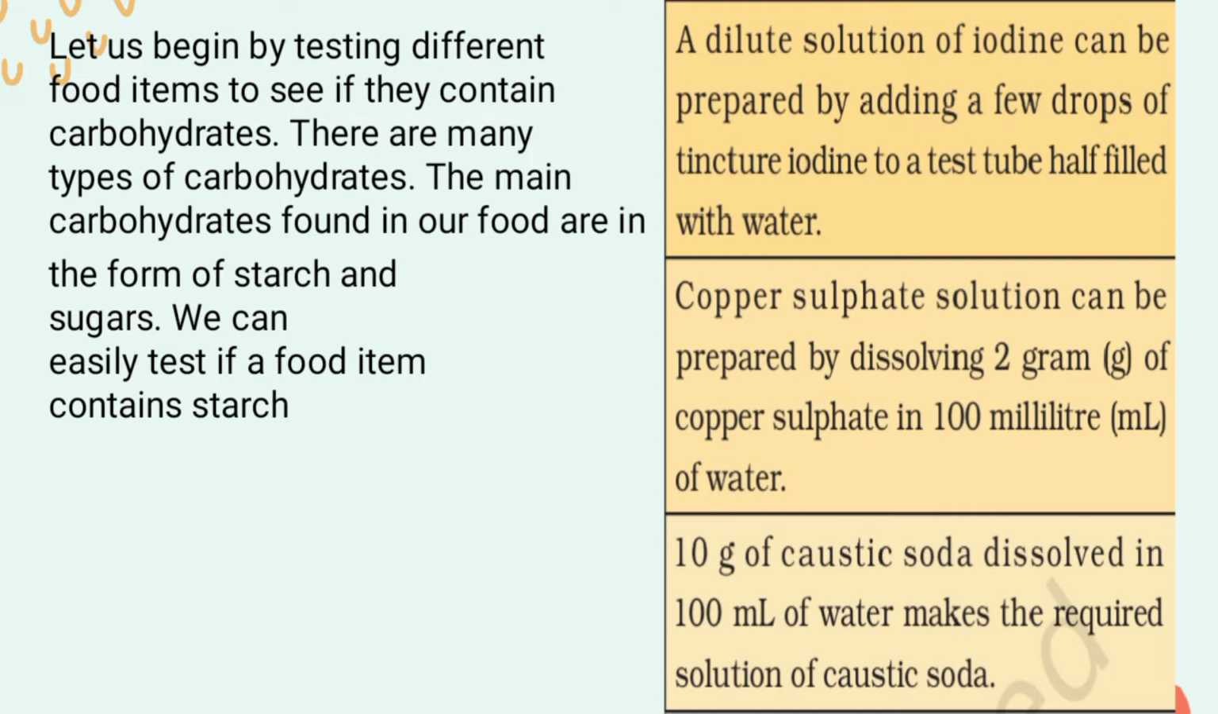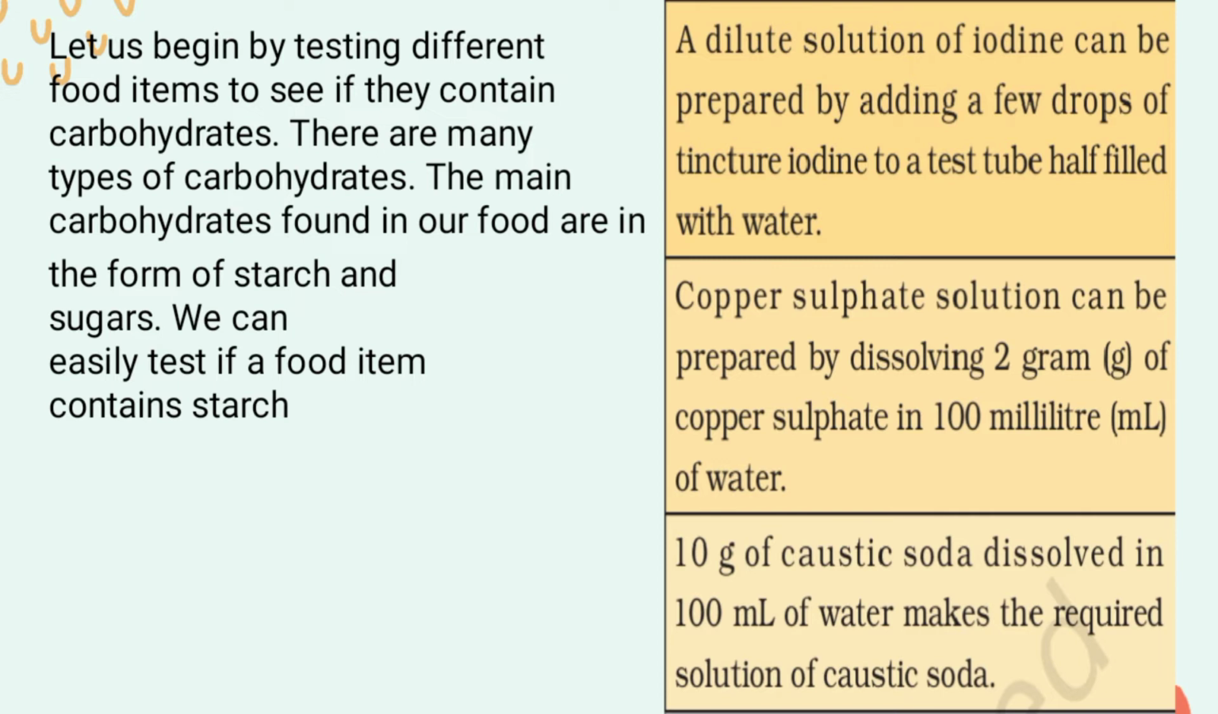A dilute solution of iodine can be prepared by adding a few drops of tincture iodine to a test tube half filled with water. So you have to dilute the tincture iodine with water. Take half a test tube of water and add a few drops of iodine to it, and you will get a diluted solution of iodine.